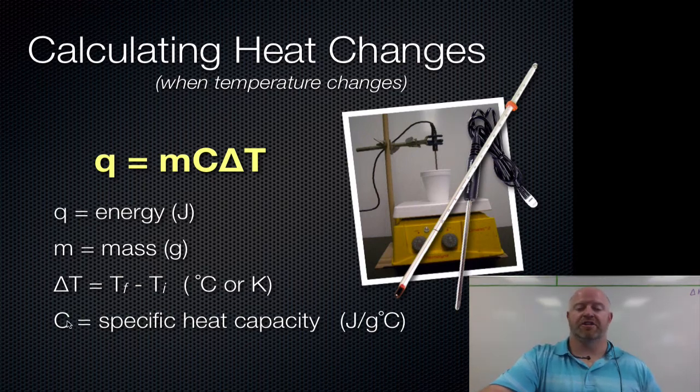And then C is our specific heat capacity, again in joules per gram degree Celsius, or joules per gram Kelvin if you're using the Kelvin temperature scale. Either scale works because we're dealing with a change in temperature and not an actual absolute temperature here. Okay? We usually call this equation mCAT because it kind of looks like the word "cat" there. And it allows us to calculate energy change anytime we change temperature.